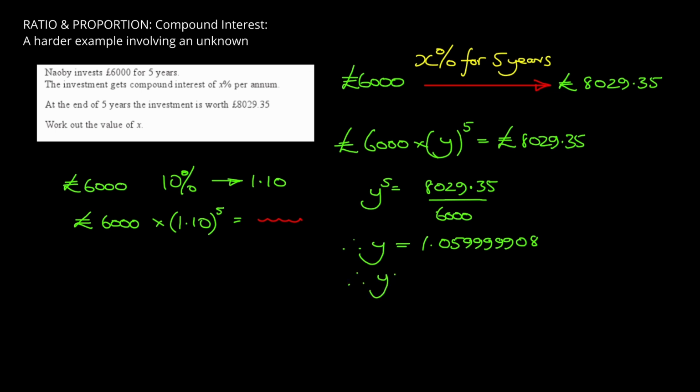In reality, y must be equal to 1.06. Well, hopefully you can see that if y is equal to 1.06, the percentage, X%, must be equal to 6%. Because just as 1.10 came from 10%, 1.06 must come from 6%. So that is your answer.